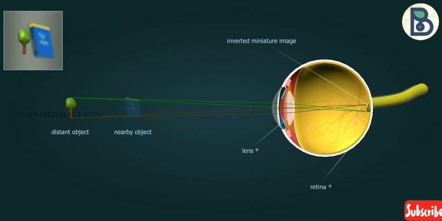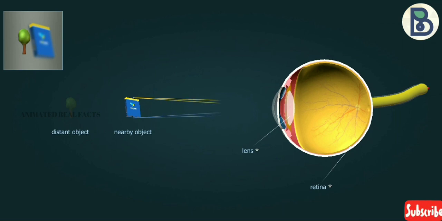When light enters the eye, refraction occurs in the cornea and the lens. The curvature of the lens changes when we focus on an object. The macula lutea on the retina is responsible for visual acuity. An inverted miniature image of objects is formed here. The lens flattens when the eye focuses on a distant object, since light has to be refracted to a smaller extent.